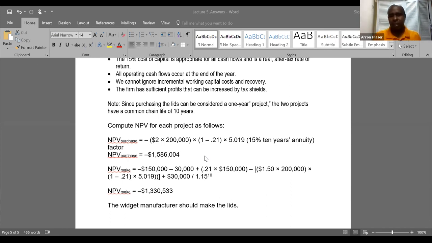So to purchase it, the cost of purchasing will be the cost you pay times the tax shield multiplied by the 10 years annuity factor for a 15% discount rate. And you'll get a purchase amount of $1,586,004. And then to make it, you have to buy a machine of $150,000.